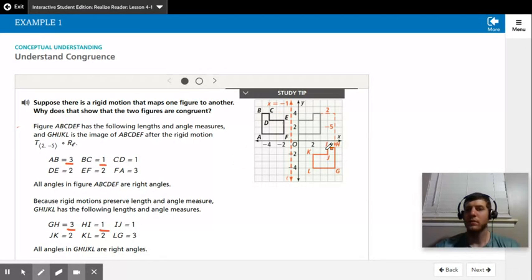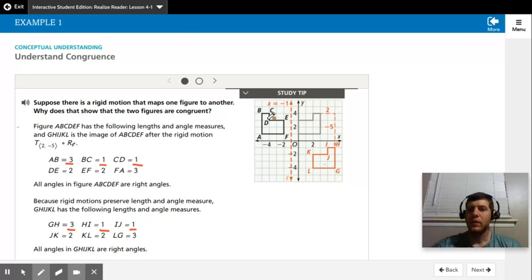CD was 1. CD is going to match up with IJ on this one. And so on, right? DE is 2. JK is 2. Okay, EF is 2. KL is 2. And then FA is 3. LG here is 3. So all the corresponding parts are the same length. So since the corresponding parts are congruent, then the triangles are going to be congruent as well. Okay.